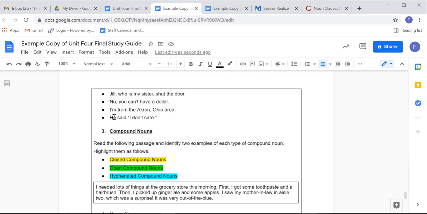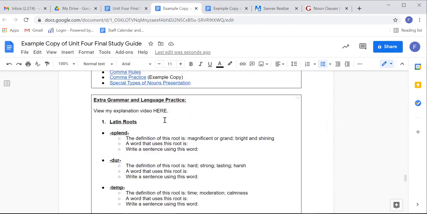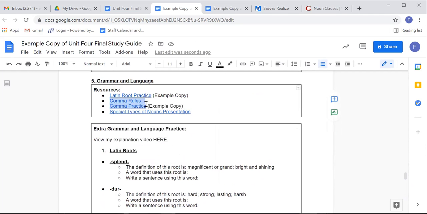And finally, he said, I don't care. This is an example of using commas with quotations. I need one after said in this case. Usually if you have just regular text introducing a quotation that's coming next, you need some sort of punctuation, such as a comma, before the rest of the quotation starts. So those are your comma examples. And again, all of those comma rules are listed right up here if you didn't remember the ones that I was talking about just now.